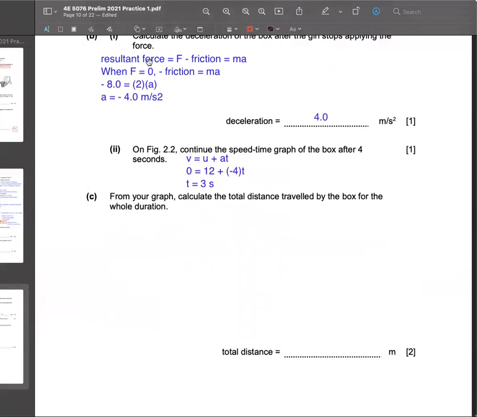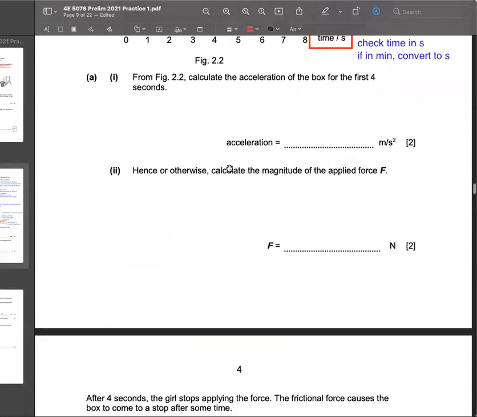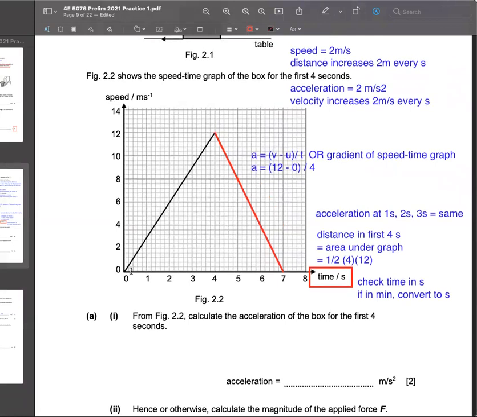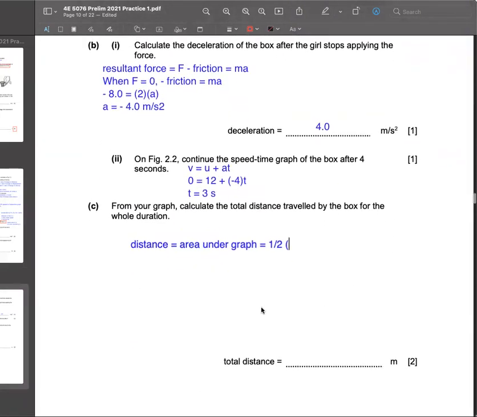Okay, total distance. Speed times time. Distance equals area under the graph. Oh yeah, equals half. So let's go back to the graph. Total distance will be half times the total area, 7 times 4. Yeah. So half times 7 times 12 is... Okay. Oh my god, my bad. Goes to whatever meters. All right. Okay.